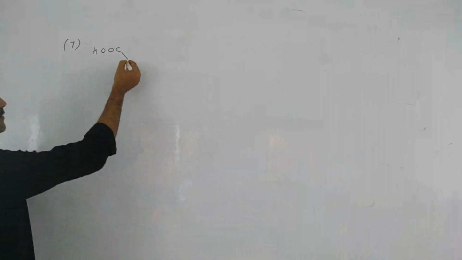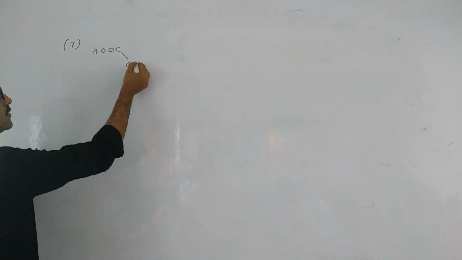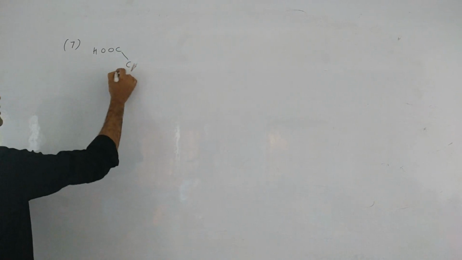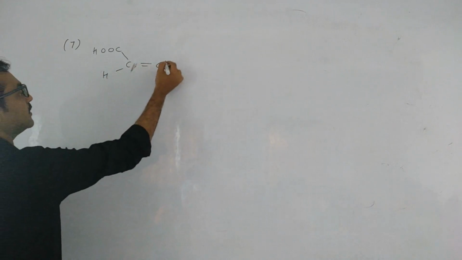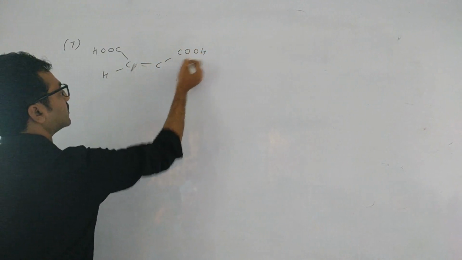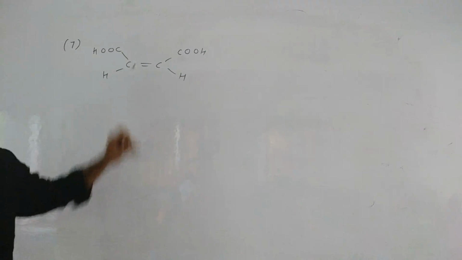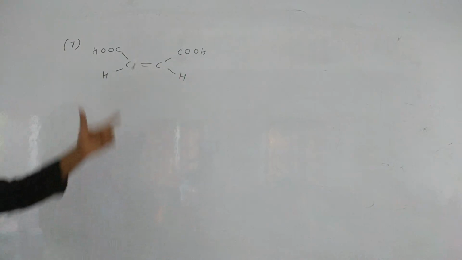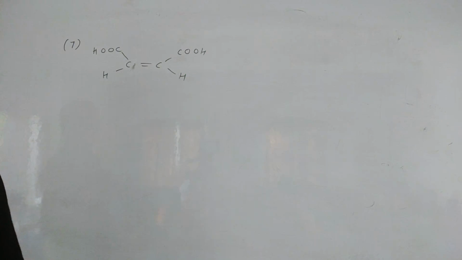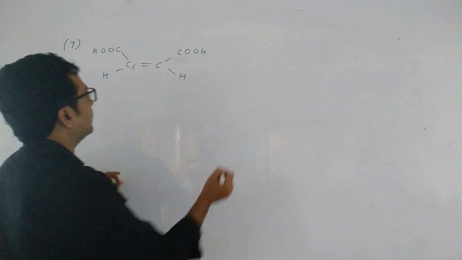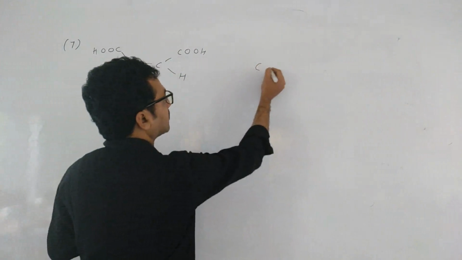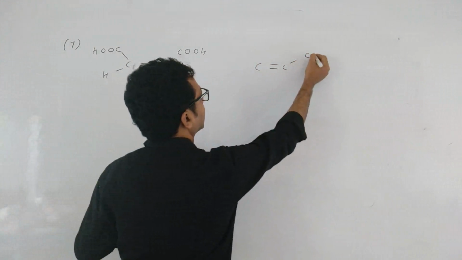So malic acid, COOH, CH double bond CH, COOH. So malic acid is a cis isomer, right? Because both COOH groups are on the same side of the double bond. Understand? Whereas fumaric acid is a trans isomer.